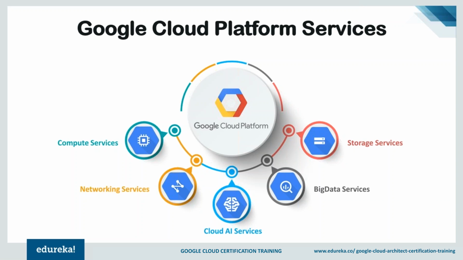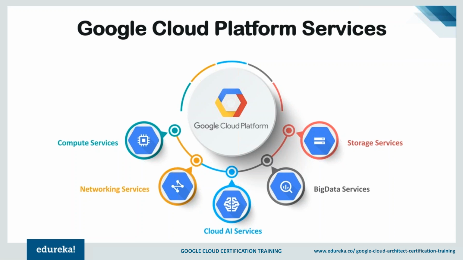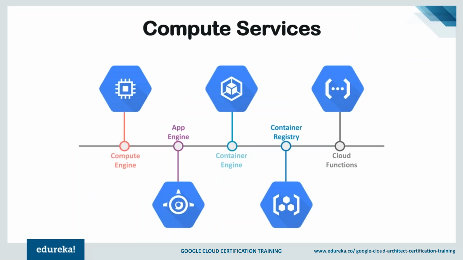Now, Google Cloud Platform provides a lot of services. Here are some of the main services provided by the GCP. These are the compute services, the network services, cloud AI services, the big data services, as well as the storage services. Now we'll look at each one of these in depth one by one. So starting off with compute, GCP provides a scalable range of computing options you can tailor to match your needs.